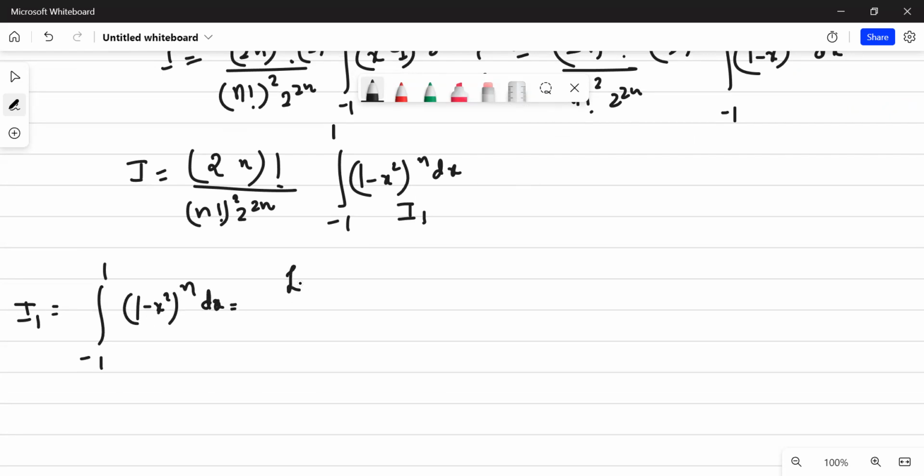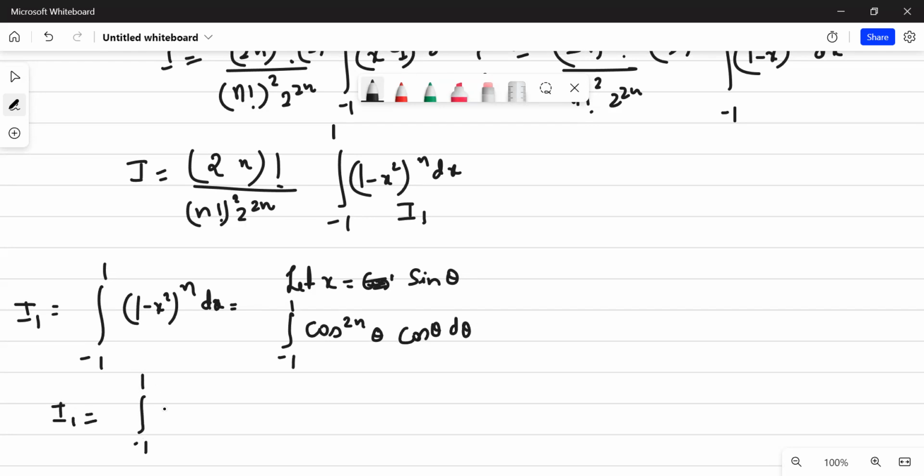And instead of x, let x equal sine theta, sine theta is better because cosine theta would give a negative. So I write x as sine theta. What I will get, I will simplify, the limits minus 1 to 1 and this is cos 2n theta, and then dx would again be cos theta d theta. Is that clear? So your I1 is the integral from minus 1 to plus 1 of cos 2n plus 1 theta d theta.